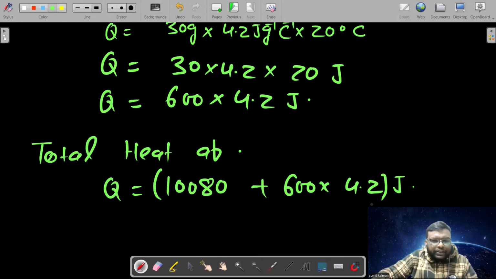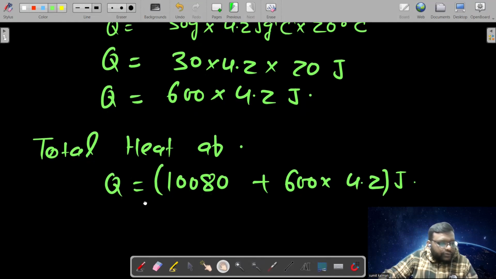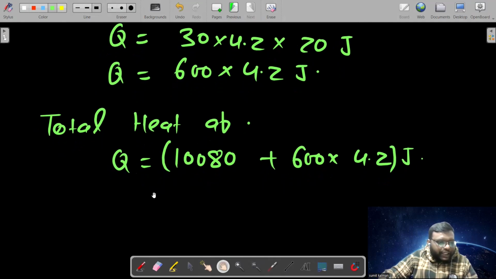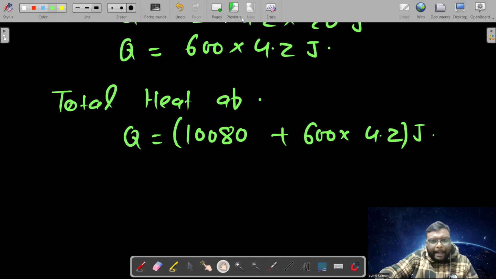Is this clear, students? So now next, we have calculated total heat absorbed. Now we have to calculate total heat lost. Okay.